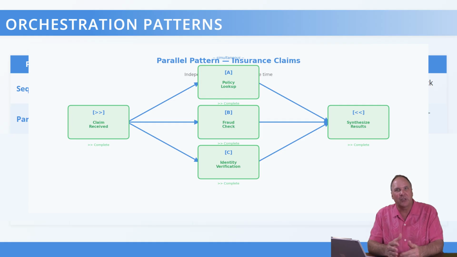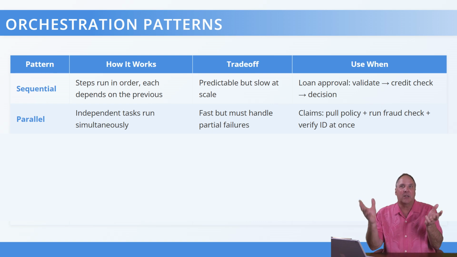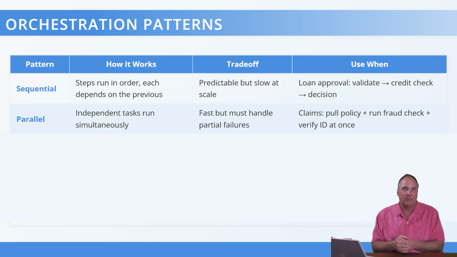Parallel is fast, but it's harder to govern because you need to decide what happens when one of the 3 parallel tasks fails. Do you retry? Do you continue with partial data? Do you escalate? That decision needs to be designed up front.